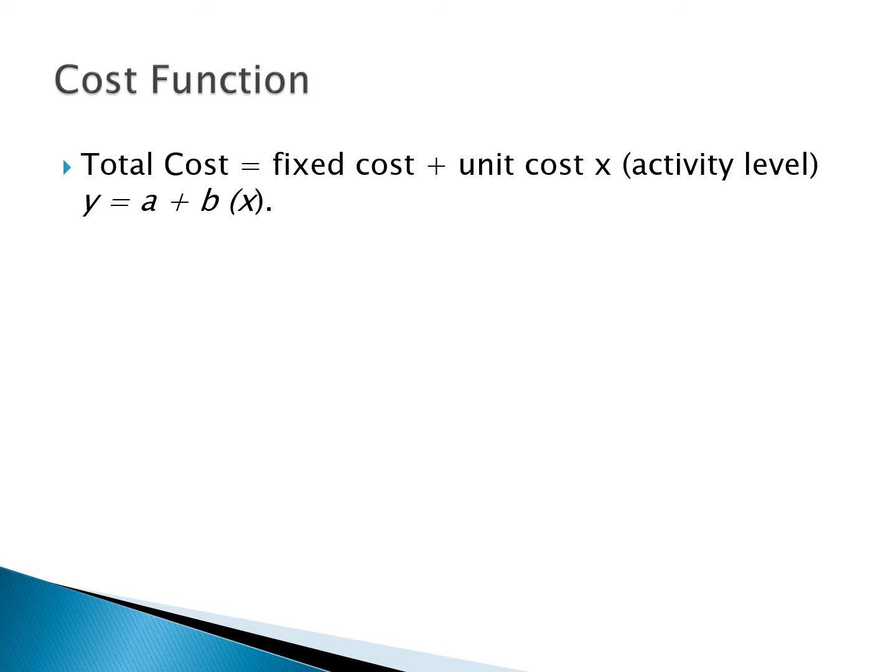So a cost function is laid out in this format. So the total cost is equal to fixed cost plus unit costs multiplied by the activity level. And it's generally expressed in this way here. Y is your total cost equals A, which is your fixed cost, plus B, which is your unit cost, multiplied by the current activity level or the projected activity level.